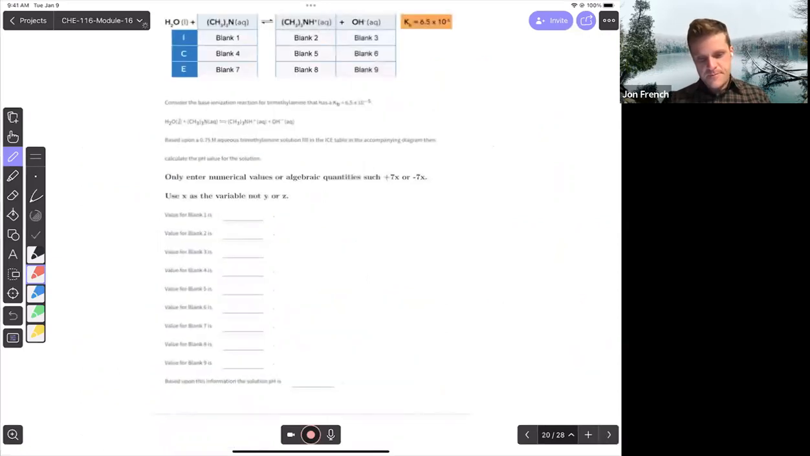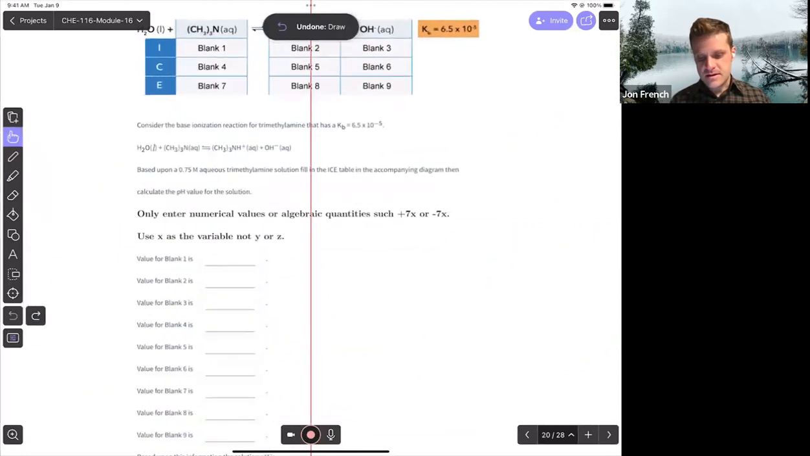Question 8. Oh, okay. Question 8's the same thing, just with a base. So again, like the previous question, you're definitely going to have a question like this on the exam.